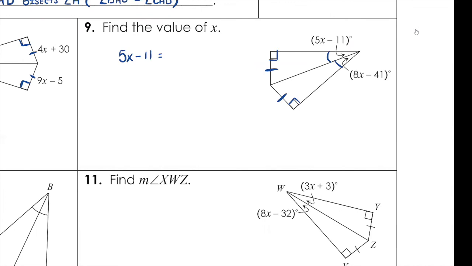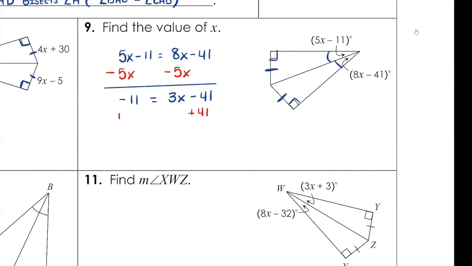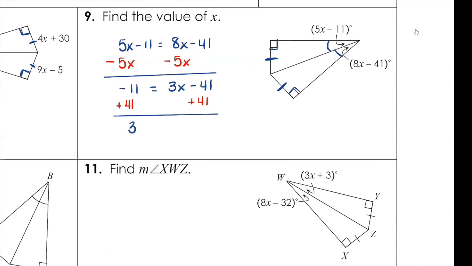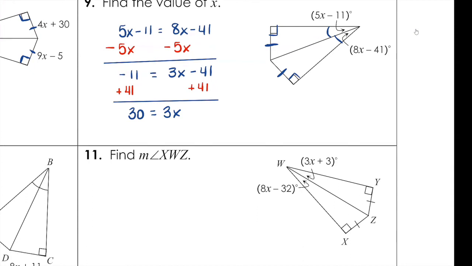5x minus 11 equals 8x minus 41. So we subtracted 5x from both sides. Now we're going to add 41 to both sides. So we get 30 equals 3x. Divide both sides by 3. So x equals 10. I give it a 10.